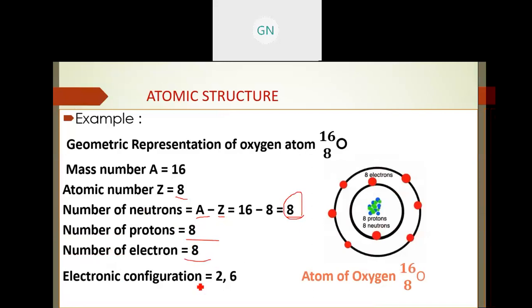So let me write the electronic configuration for oxygen. First shell occupies 2 electrons, 1 and 2. Second shell occupies the remaining 6 electrons. So the atom has 8 electrons. Atomic number 8. So 2, 6. 1, 2, 3, 4, 5, 6. So the electronic configuration for oxygen is 2, 6.